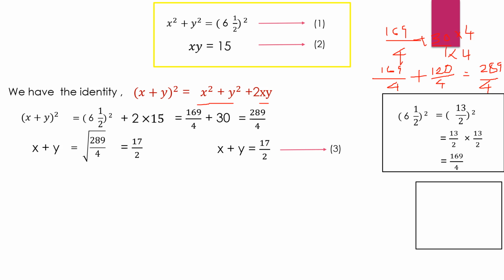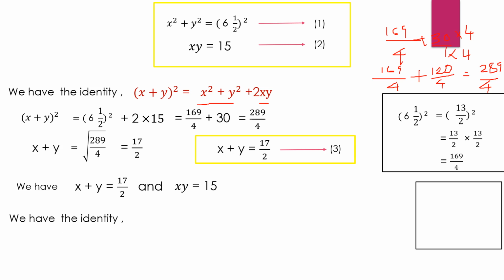You got x plus y and now we need x minus y, isn't it? So how will you move forward? You have another identity connecting these. Which is that? Yes, you need to find an identity connecting x plus y equal to 17 by 2 and xy equal to 15. Which is that? Correct. X plus y the whole square equal to x minus y the whole square plus 4xy, isn't it? Now tell me the next step.